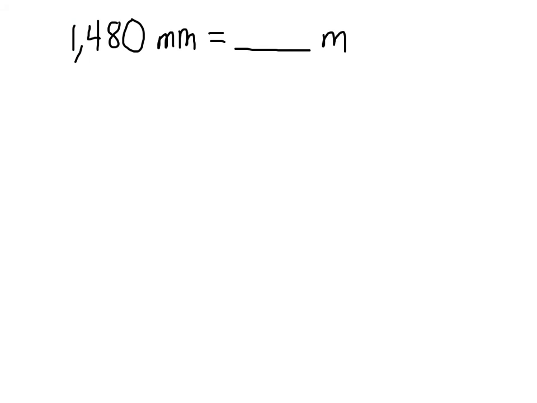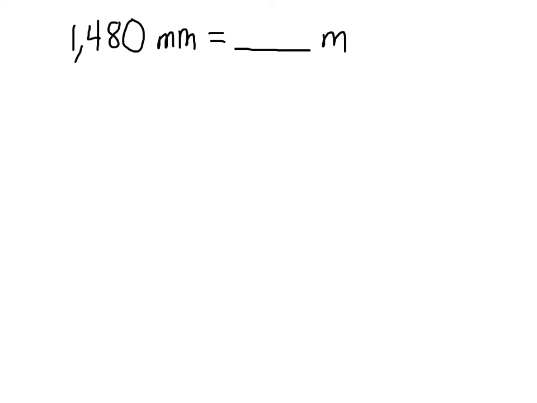I have a slightly different problem here. I have 1,480 millimeters, and I want to change that to meters. And I know that it takes 1,000 of these to make exactly 1 meter. So I know, looking at my number, I have 1,000 millimeters plus another 480 millimeters. So I should have about 1.5 meters as my answer. But to get from millimeters to meters, again, there's 1,000 of them, so I need to divide this by 1,000.